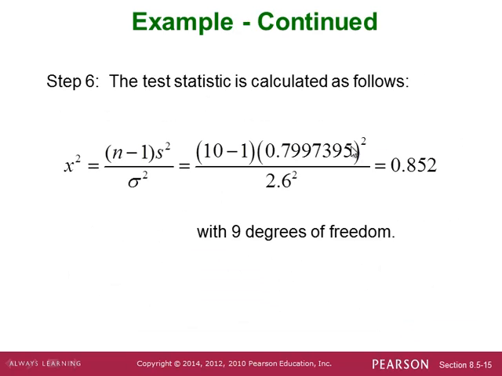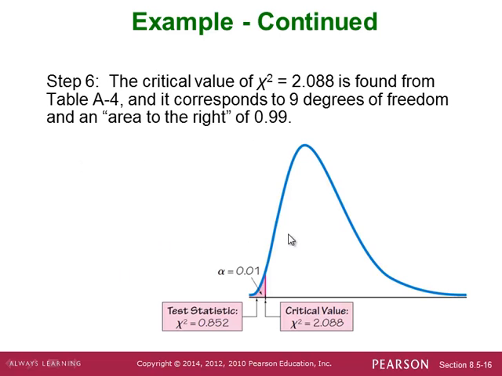But this is the sample variance that goes up here, divided by 2.6. And that would work out to a chi-square value of 0.852 with 9 degrees of freedom. Now we're going to go with this test statistic value of 0.852. May or may not be right.